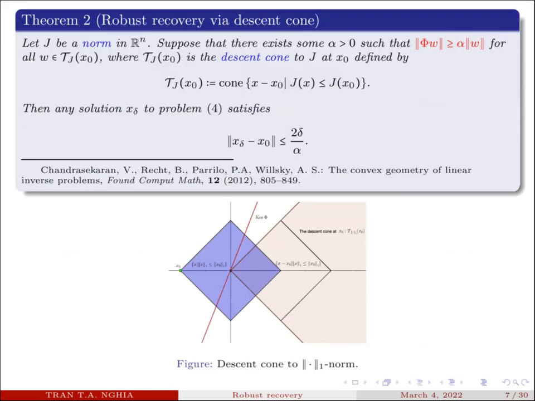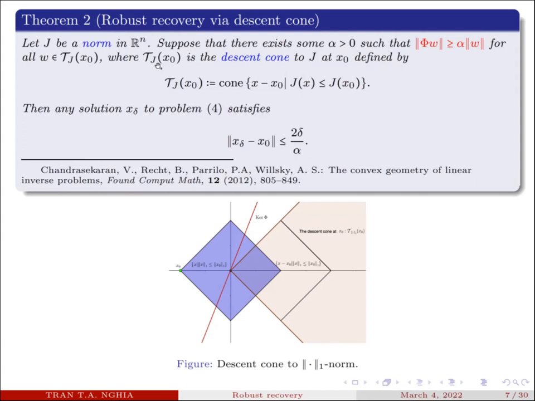After this result, many people wondered what happens if the norm is not the L1 norm anymore. How about a more general class? How about the L1,2 norm? How about the nuclear norm? In this paper right here, there is a very general result they established for any kind of norm. The theorem says that if J, our cost function, is a norm, and it satisfies the red condition right here, I will explain this a little bit later, but they introduced the descent cone.